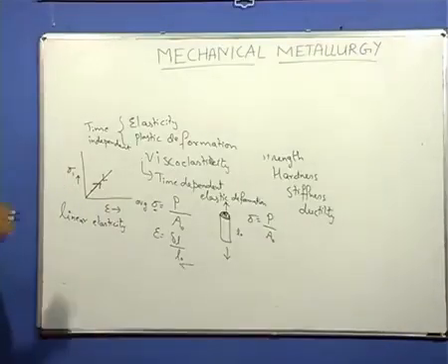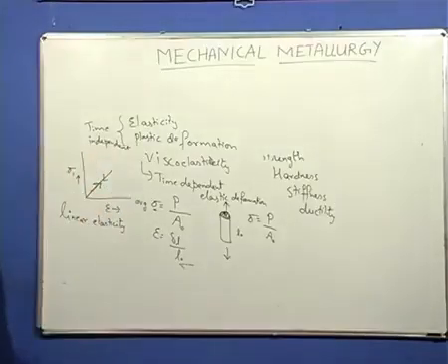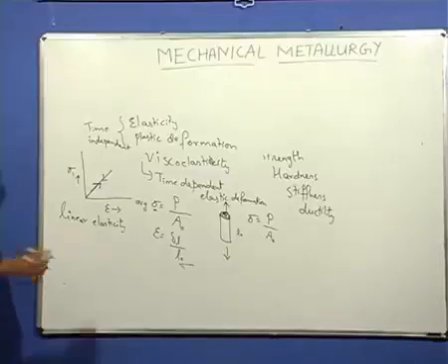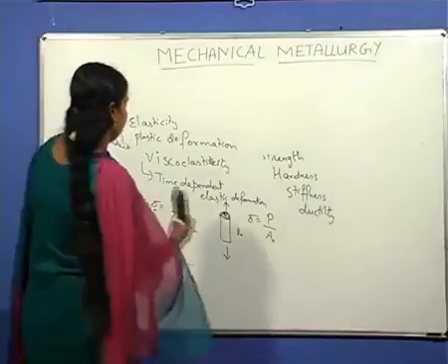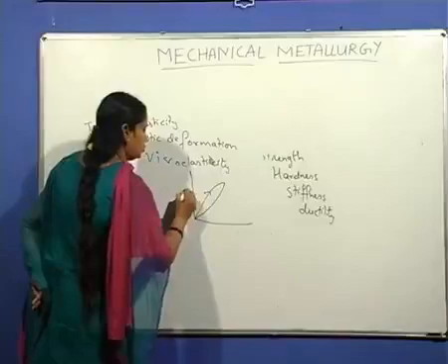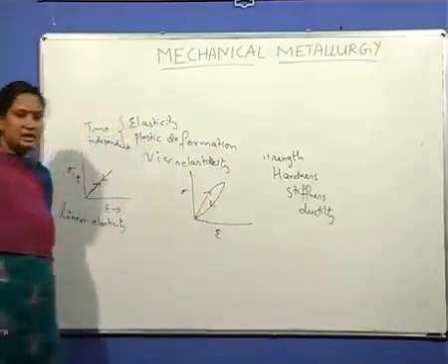Second type is plastic deformation. The material will undergo some amount of strain or some amount of deformation. Even after removal of the load, it cannot come back to its original shape. That is plastic deformation. And viscoelasticity, which is time dependent elastic deformation, that is the stress versus strain curve for a viscoelastic material.